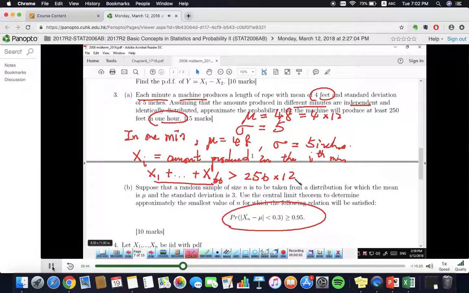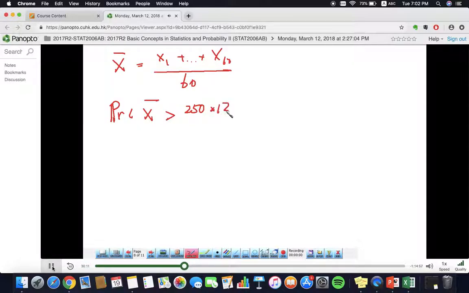And we would like to see whether this exceeds this probability. How to find that out is pretty easy. We just consider x bar to be equal to x1 adding up to x60 and then divided by 60. This is the x bar. And here is the probability x bar bigger than 250 times 12 and then divided by 60. We have 5 here, that means 50 at the end. So we would like to see the probability of the expected value bigger than 50.